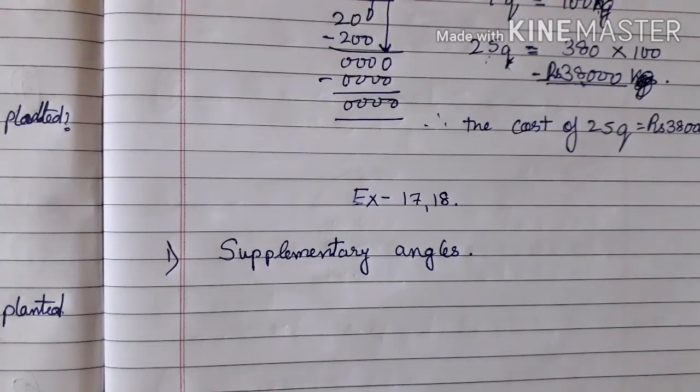Today we are going to do Standard 7 Maths 4th chapter, exercise number 17 and 18. The two exercises, that is 15 and 16, have been completed before. The link has been given in the description box. You all can follow it for the revision.